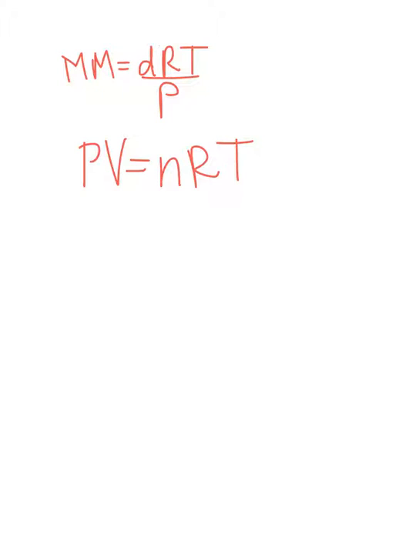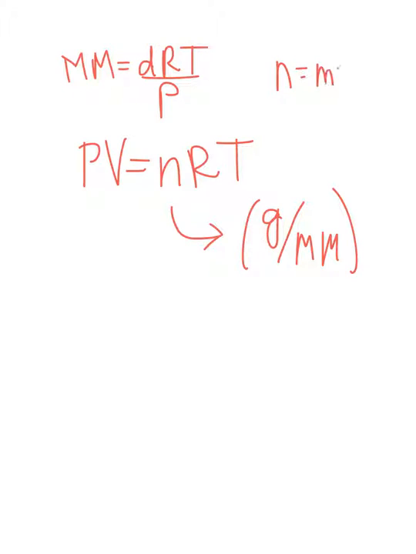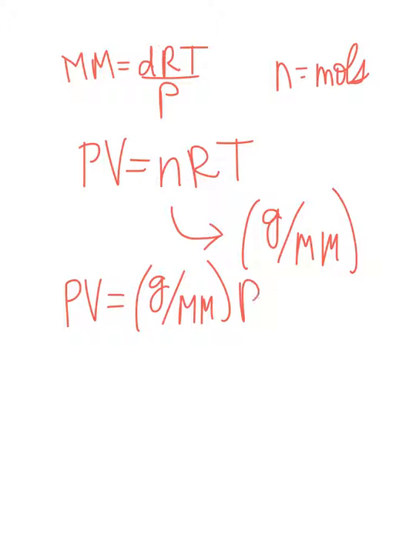So then what we're going to do is for n, I'm going to substitute grams over molar mass. Don't forget, n represents moles. So to get moles, we would take the grams and divide it by the molar mass, and that will give us moles. So let's make that substitution. So PV equals grams over molar mass times RT.